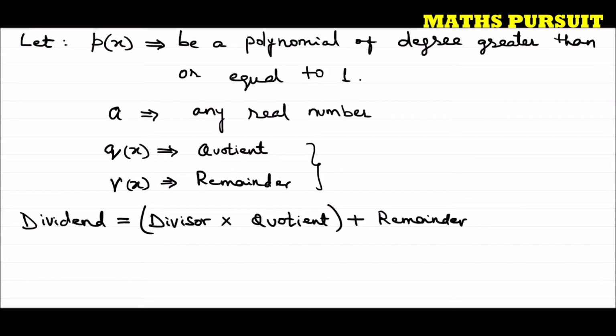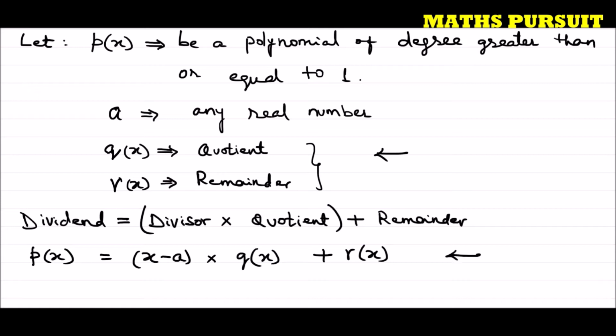So the dividend is p(x). As per the theorem, p(x) is divided by x minus a. So here the divisor is x minus a, into the quotient. The quotient is q(x). We have considered the quotient as q(x) and the remainder as r(x). I am going to prove this theorem. So dividend is equal to divisor into quotient plus remainder. Here the dividend is p(x), equal to the divisor x minus a, and the quotient we have assumed as q(x) and the remainder as r(x). So this is the type of equation we are getting.